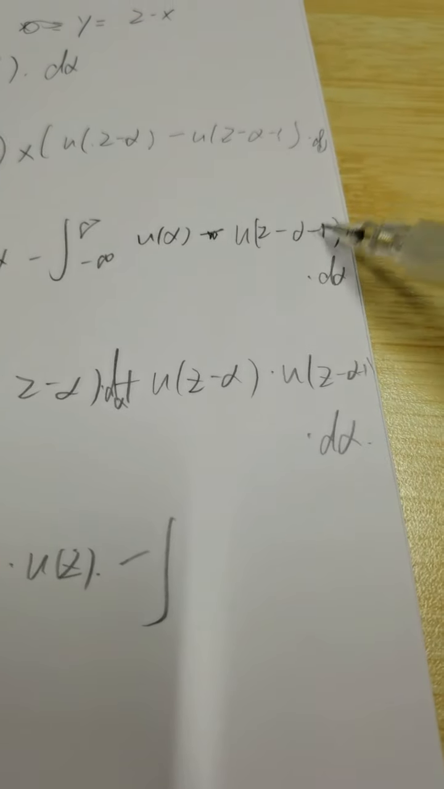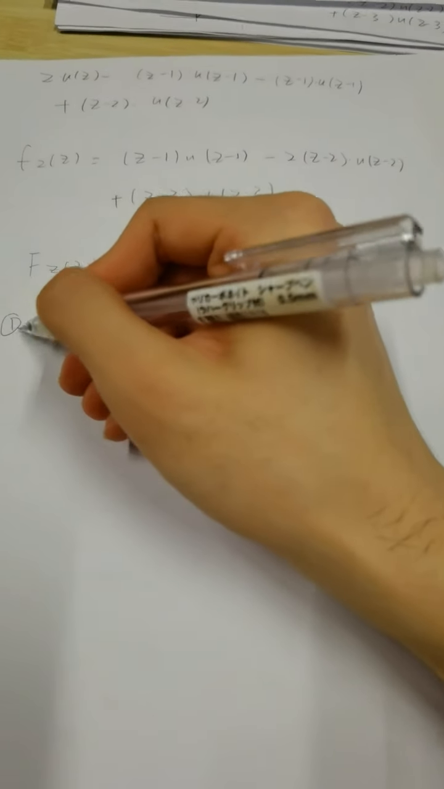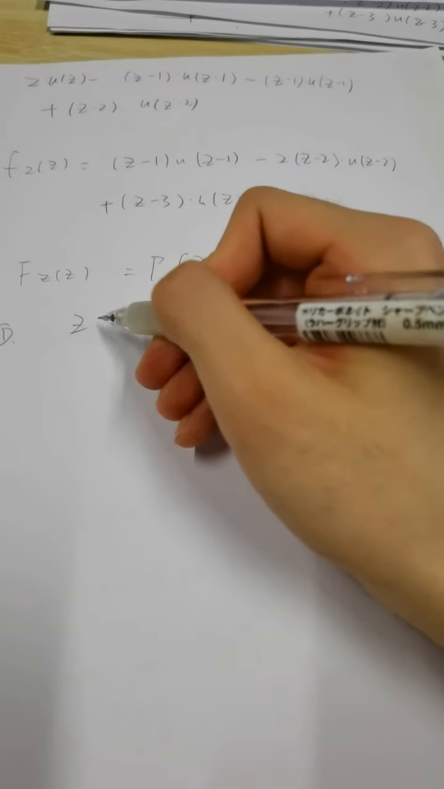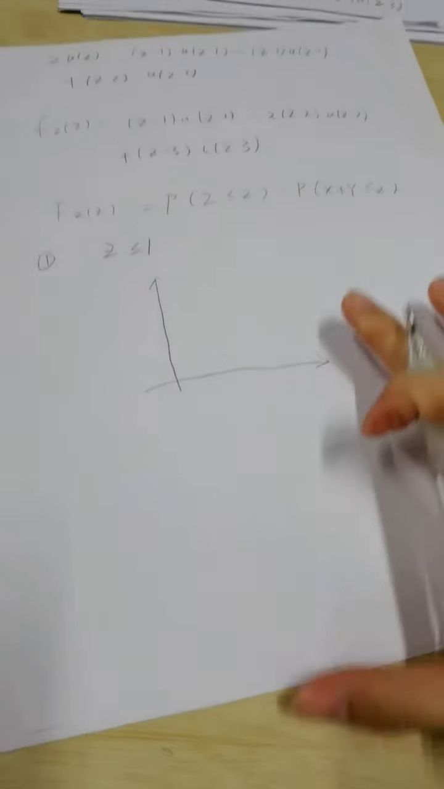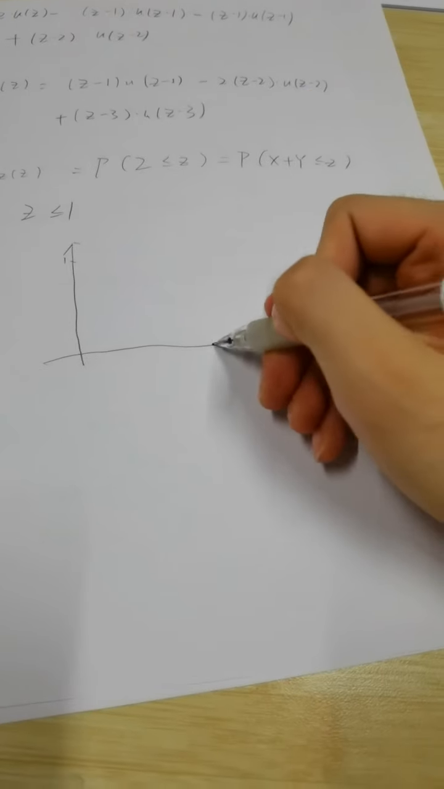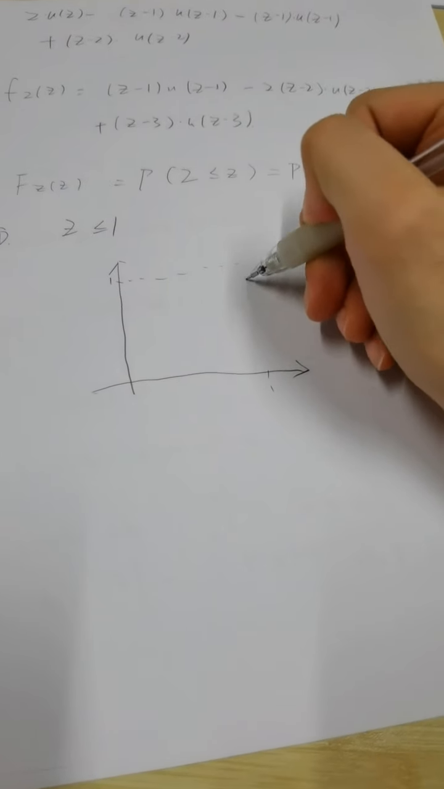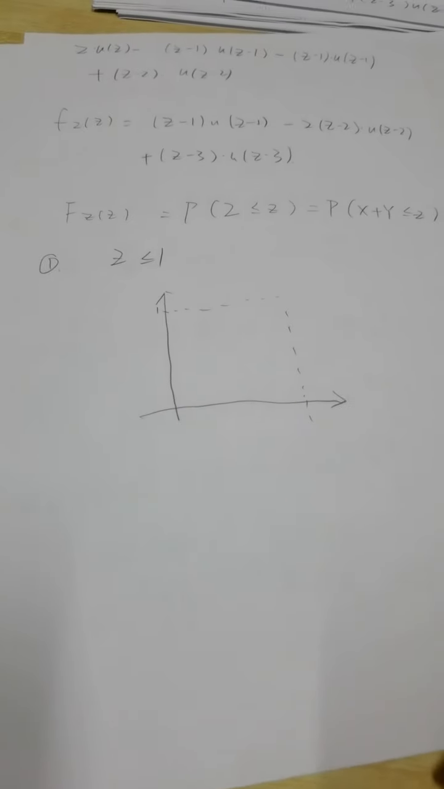So there are 3 steps. One is z less than 1, the second one is z from 1 to 2, and the last part is z bigger than 2. So we need to write it in 3 ways. First one, z less than 1 and equal to 1, as we draw the graph, which is this, and we put 1 here, it can show the result.